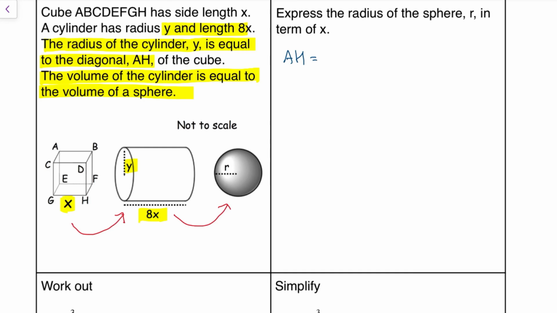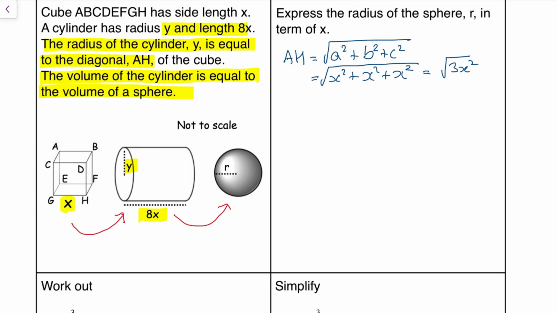If you haven't seen this before, it is worth checking out, make sure you understand. It basically says that I can add together, it's not just a squared plus b squared, but a squared plus b squared plus c squared. In other words, it's going to be x squared plus x squared plus x squared, all square rooted, which is the same as the square root of 3x squared.